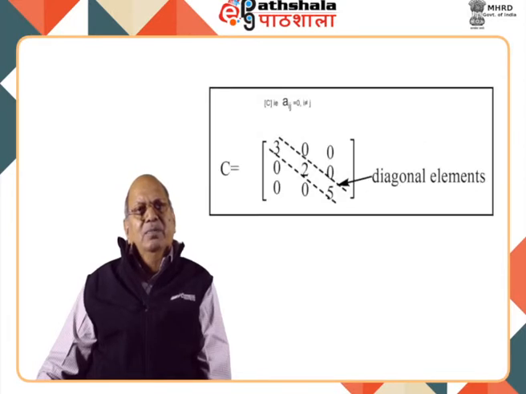Then we come to the diagonal matrix. A diagonal matrix is a square matrix in which all off-diagonal entries are zero. Only the diagonal entries are non-zero, such as in matrix C, where Aij is 0 for i not equal to j. 3, 2 and 5 are the diagonal elements. One or more, or even all, of the diagonal entries can be 0.